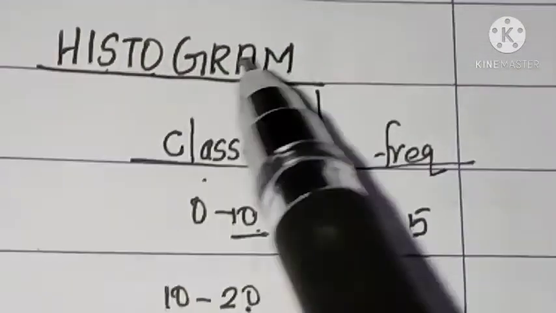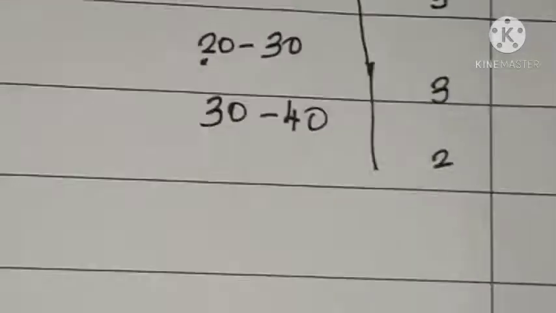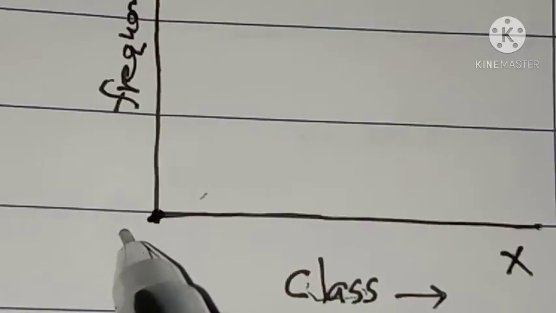or the graph, histogram. For this, first we have to draw the x-axis and y-axis. Along the x-axis we write class intervals, and along the y-axis we write frequency. Class along the x-axis and frequency along the y-axis. So this point is 0.